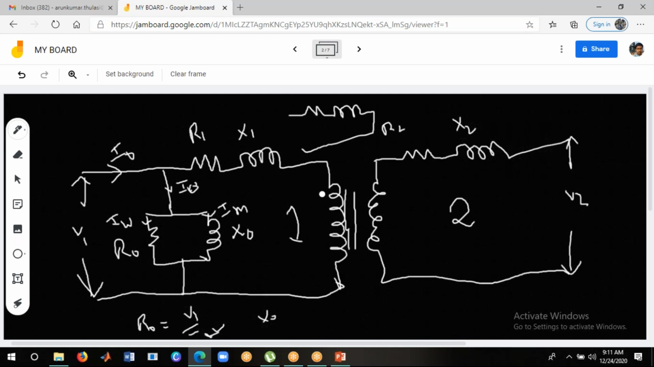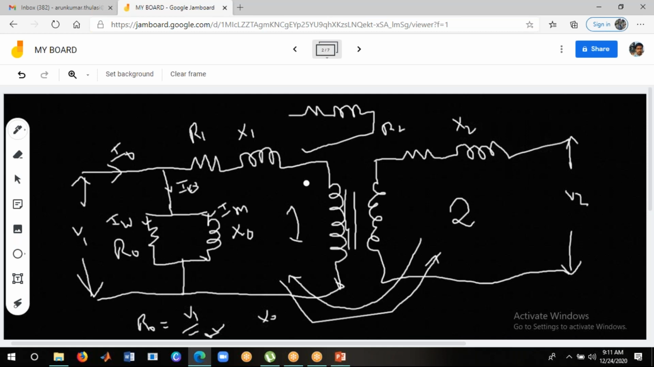We are going to solve this problem in two cases. What are the two cases? First, when the secondary parameters are shifted to the primary, what is the equivalent circuit? At the same time, when the primary circuit elements are shifted to the secondary, what is the equivalent circuit? These are the two cases we are going to solve for the equivalent circuit of the transformer.